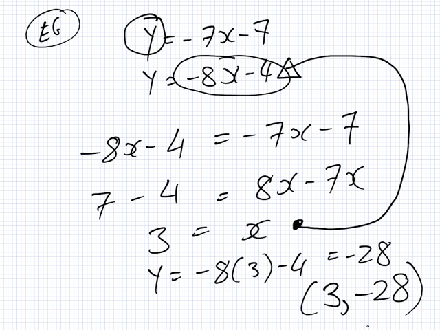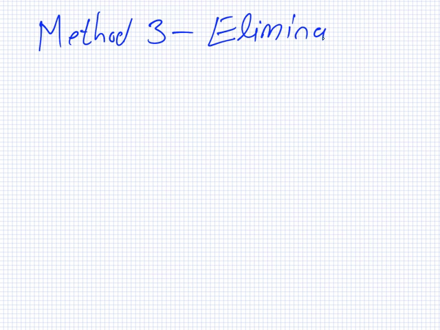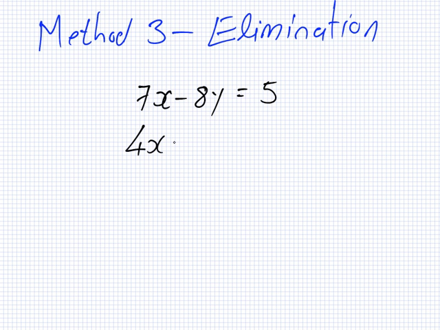Okay. Next method. Method 3 is the most common method, called elimination. The elimination method. The one you probably use in school back home. So let me show you how this method works. Let's have an example. 7x minus 8y equals 5, and 4x minus 3y equals 6.